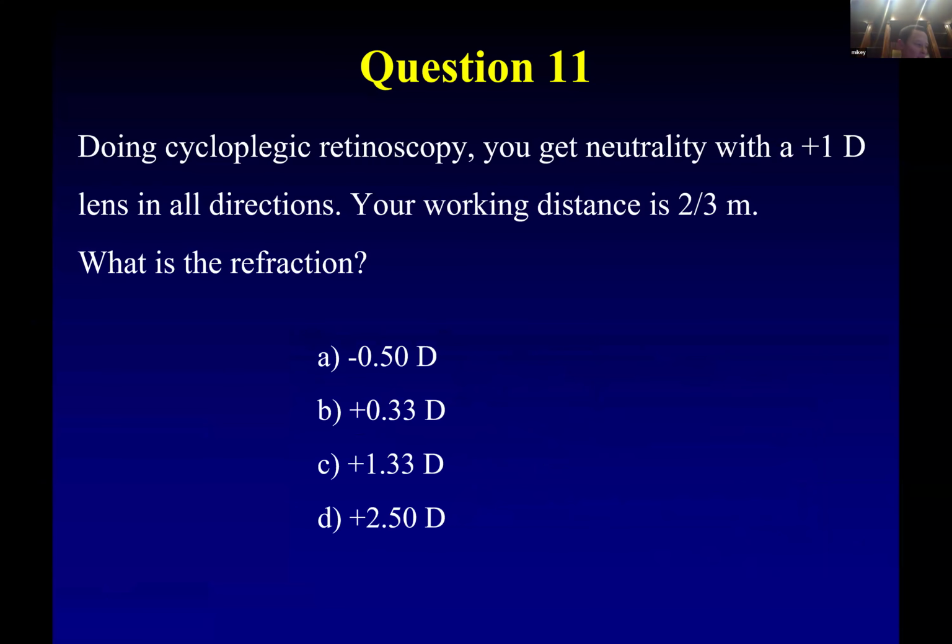All right, question number 11. Doing cycloplegic retinoscopy, you get neutrality with a +1 diopter lens in all directions. The working distance is 2/3 of a meter. What is the person's refraction? I'm going to give you 45 seconds because this one's a little simpler.